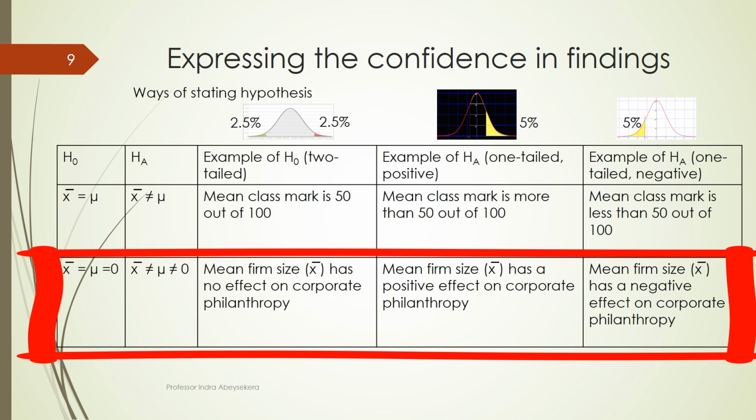We say mean firm size has a positive effect on corporate philanthropy. If you want to test it negatively, then we say mean firm size has a negative effect on corporate philanthropy.